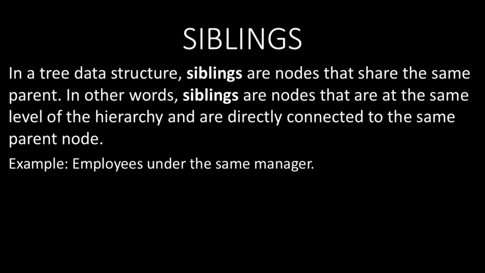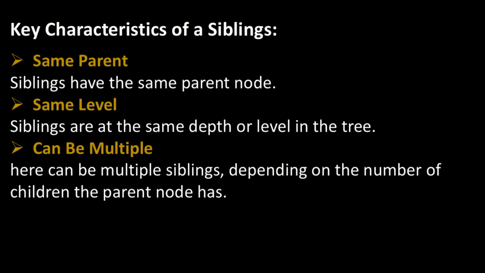So here are some key characteristics of siblings. First one, same parent. Siblings have the same parent node. Second one, same level. Siblings are at the same depth or level in the tree. Last one, can be multiple. There can be multiple siblings depending on the number of children the parent node has.